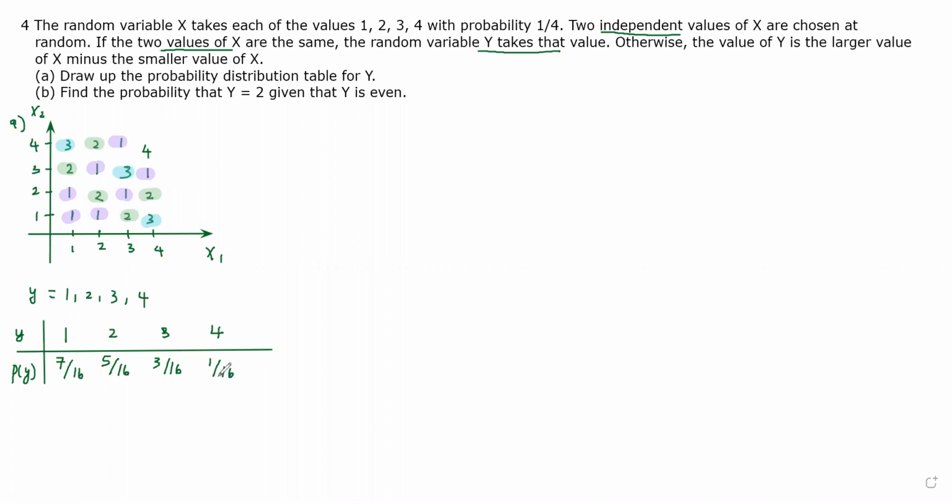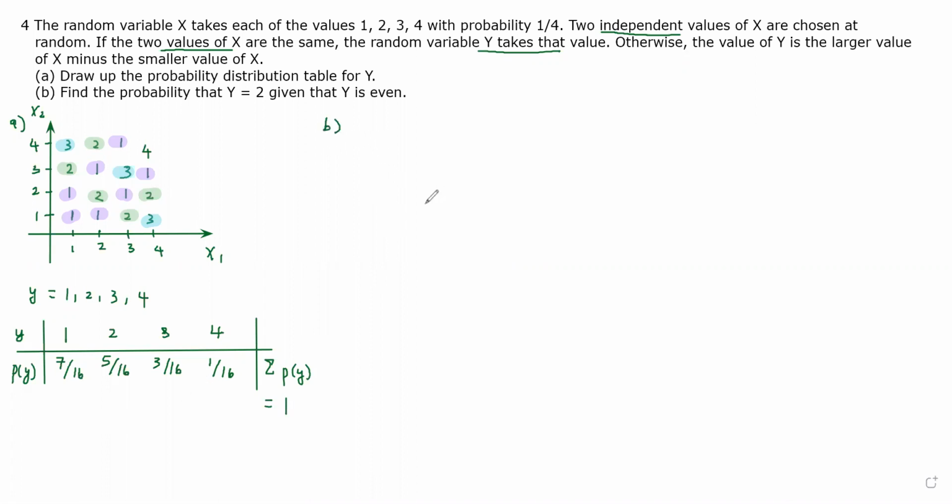Make sure you check that your answer is correct. The denominators are 16, so you add the numerators. The numerator should add to 1 because total probability should add to 1. The sum of P of y here must be 1. Otherwise, something is wrong.